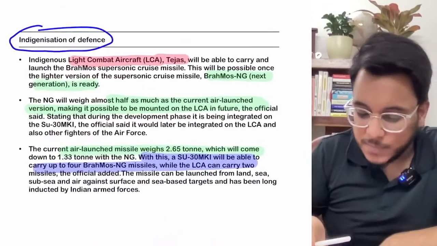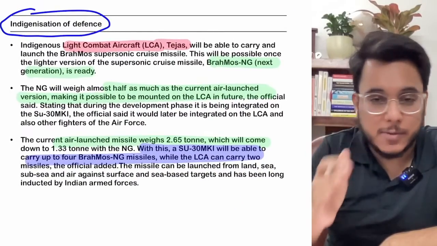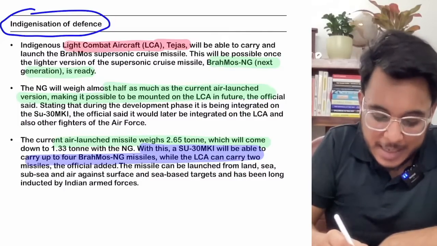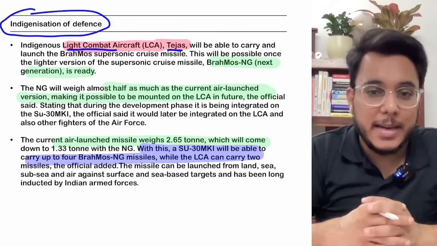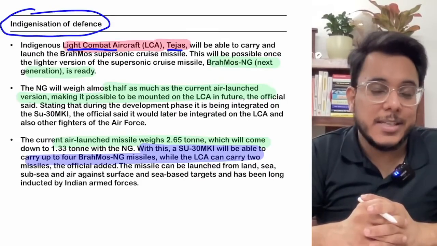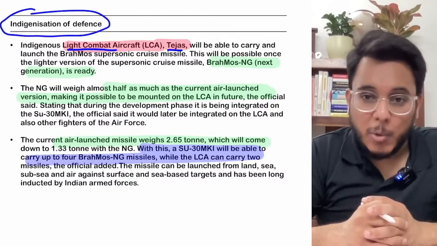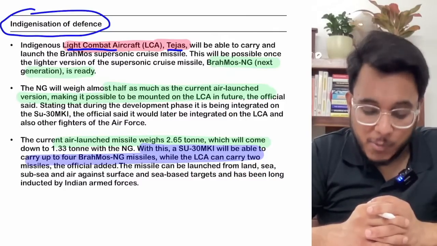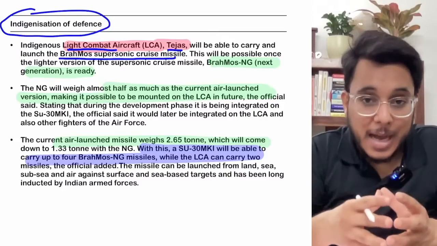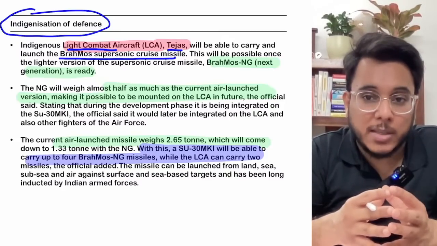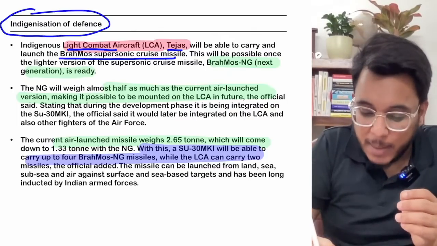When we talk about India, we have already successfully developed the light combat aircraft Tejas. Now the capabilities of the Tejas are to be enhanced so that its firepower potential can be enhanced. The Tejas will be able to carry and launch the BrahMos supersonic missiles from the aircraft itself, and for that a new version of the BrahMos missile is being developed, the BrahMos NG.